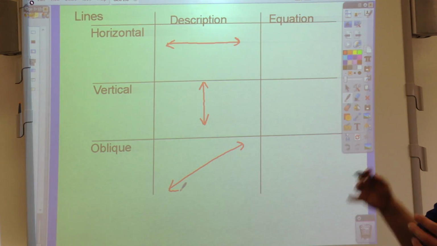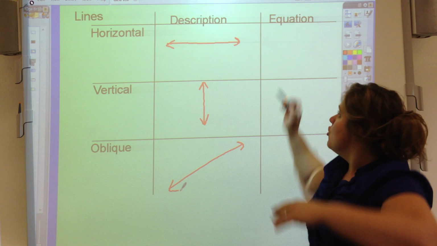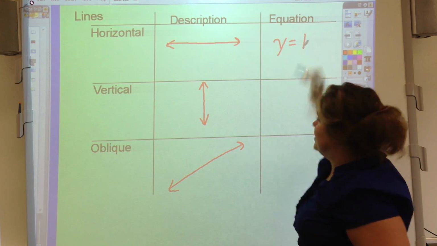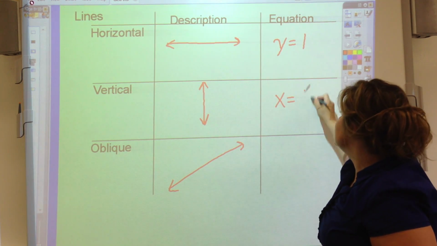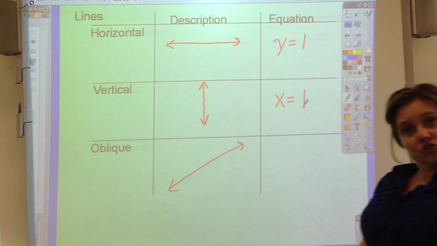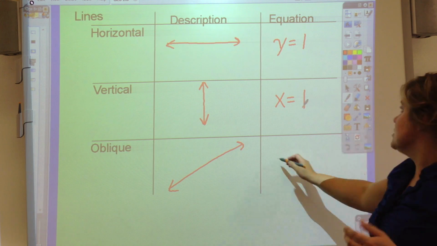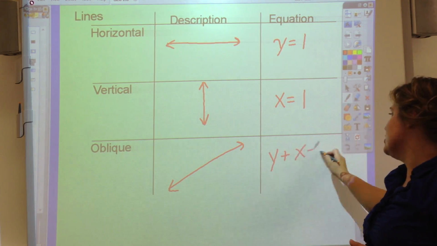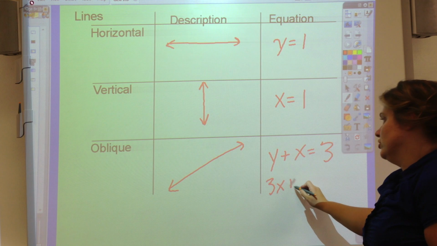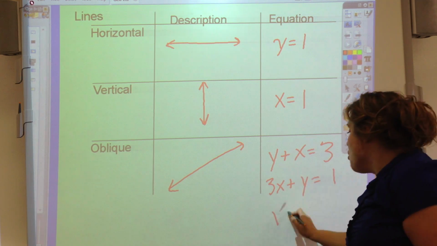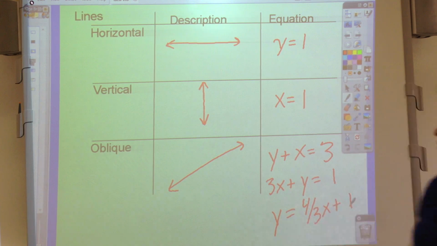An example of an equation of a horizontal line: horizontal lines are always going to be y equals something. Think of y as like this lazy kind of a dude. He's laid back and he is horizontal. Vertical lines are always going to be x equals something. X is your straight up dude, always standing at attention. And oblique lines are going to have both x and y. Could look like this. It could look like this. Or we see a lot of lines in the form of y equals mx plus b.